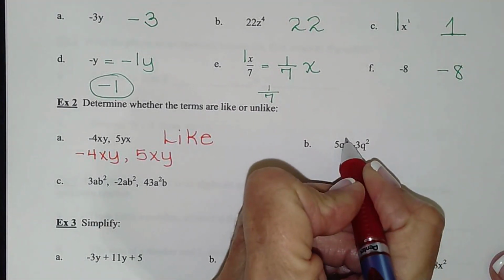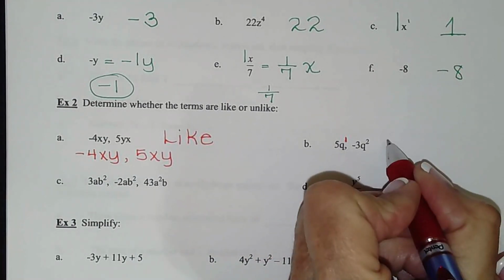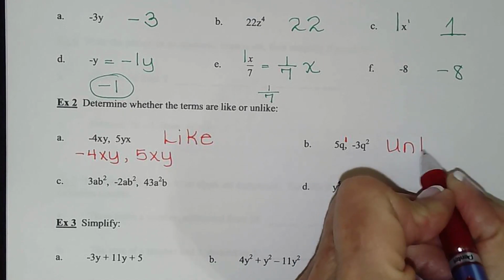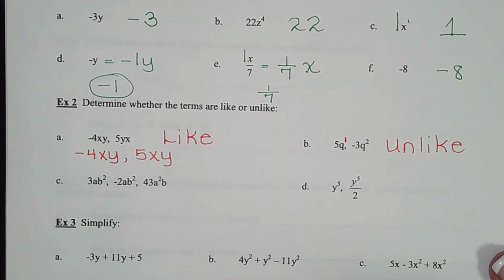This one, not the same. Power of 1, power of 2. So these are unlike terms. So you would never be able to add these two. If someone said, what's 5q plus -3q squared? You'd go, just that. There's nothing I can do. If they're not like terms, I cannot add or subtract them.